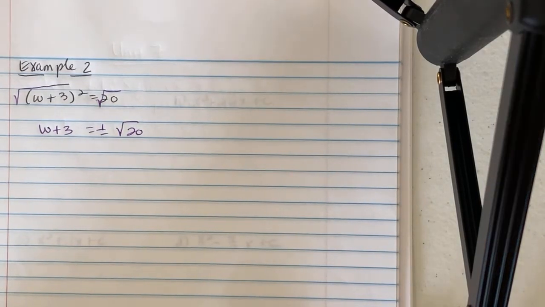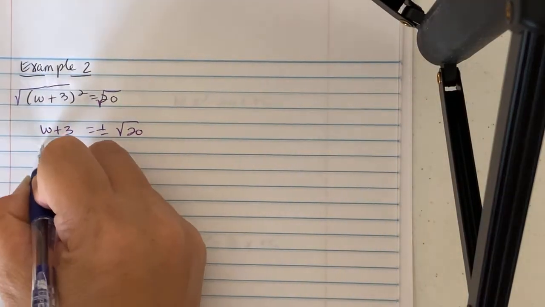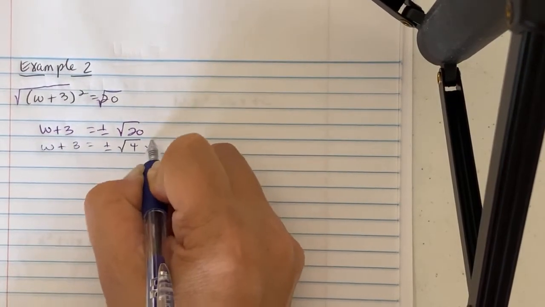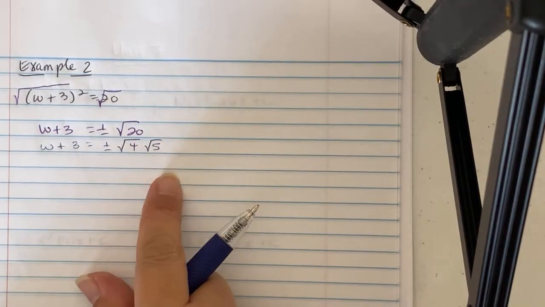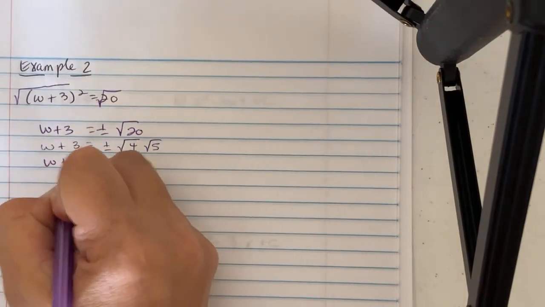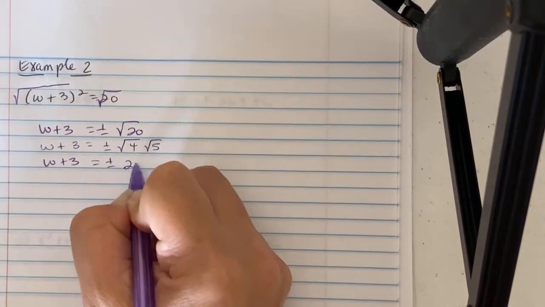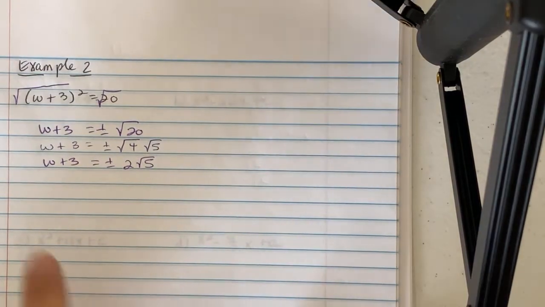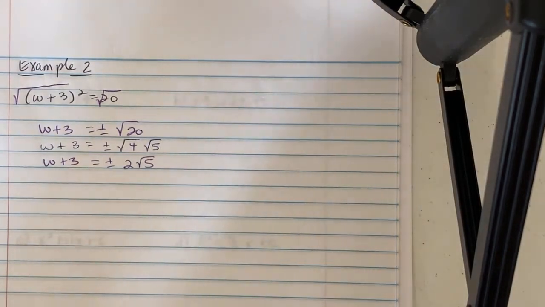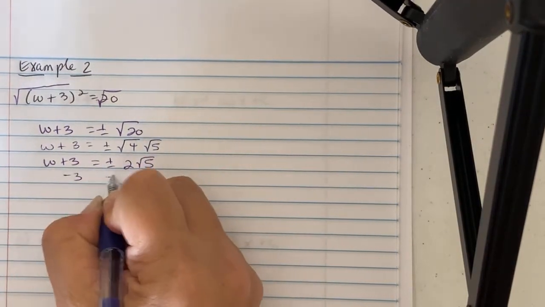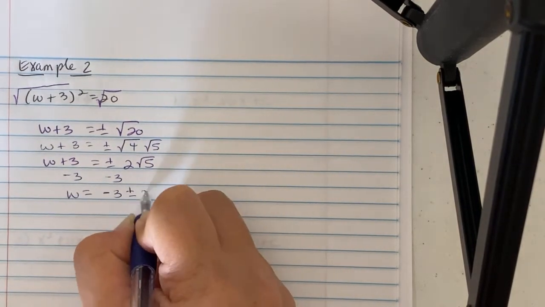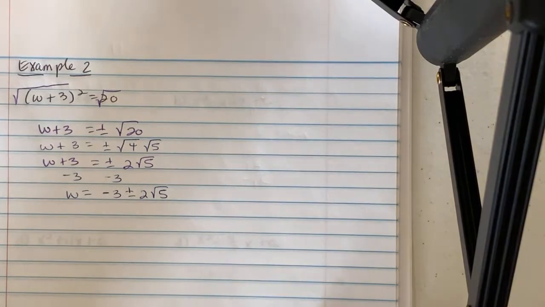Square root of 20, don't make it a decimal. Factor it out to be a perfect number and a not perfect number. So we're going to write w plus 3 equals positive and negative square root of 4 and square root of 5. The reason I use 4 and 5 is 4 is a perfect number which we can break out. We become w plus 3 equaling positive and negative 2 radical 5. The only thing you need to do to finish your problem is subtract the 3 over to leave the variable by itself. So you're going to subtract 3 from both sides, and your result is w equals negative 3 positive and negative 2 radical 5.